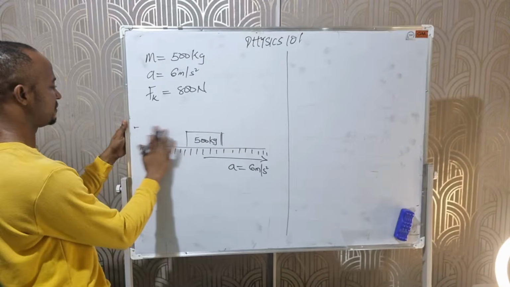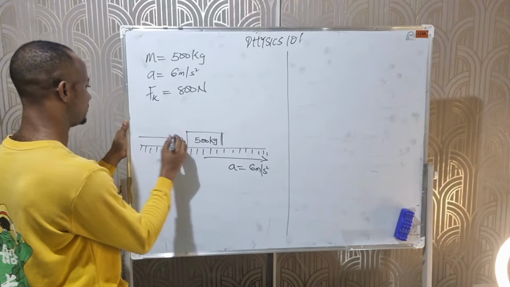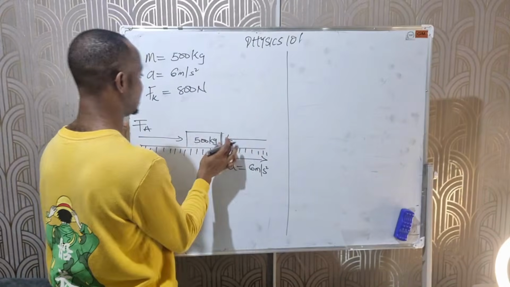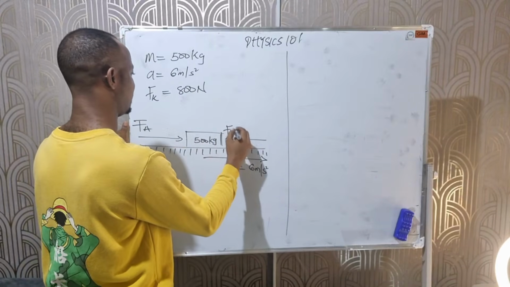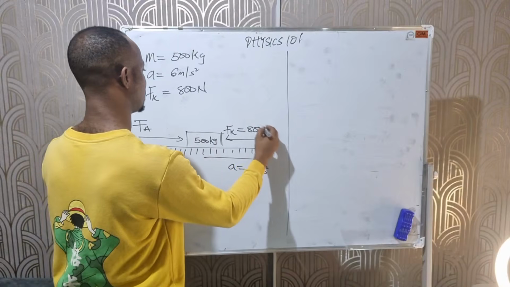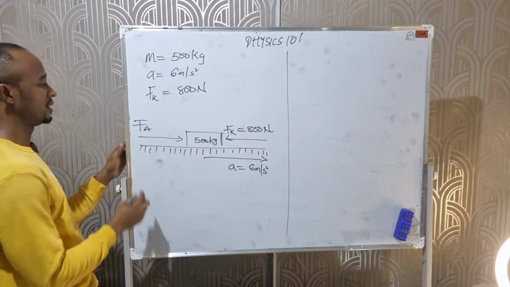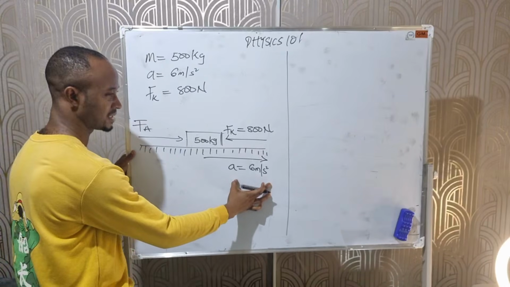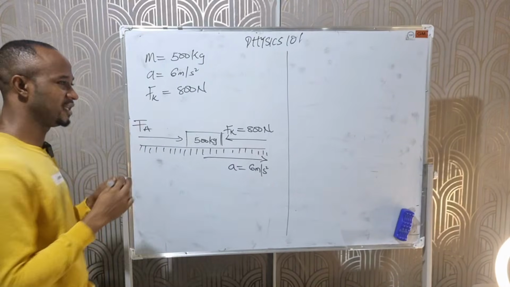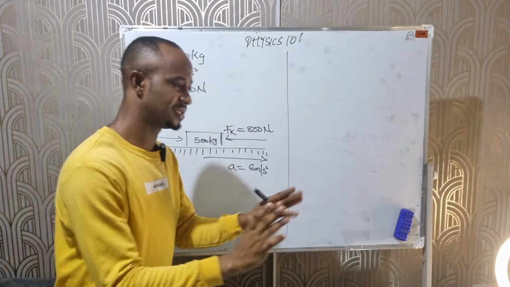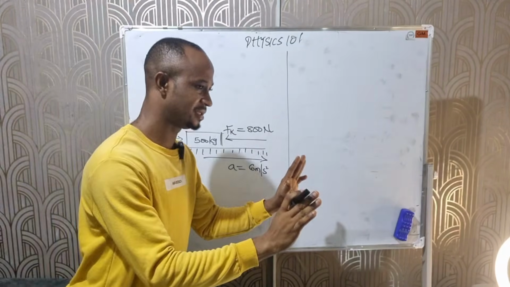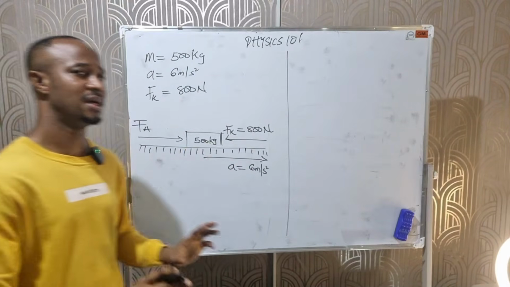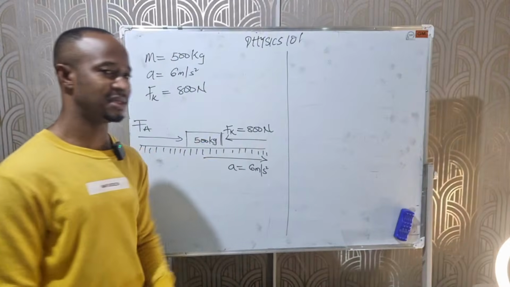So let me put this force here. Let's say we have the applied force. This is our applied force. This is the resistive force, which is called Fk, and Fk is 800 Newton. Now we are looking for this applied force. This is the force that causes this forward acceleration. Don't forget that when the body is applied with a force in this direction, the body must accelerate in this direction. That means the applied force here causes a forward acceleration of 6 meters per second squared.